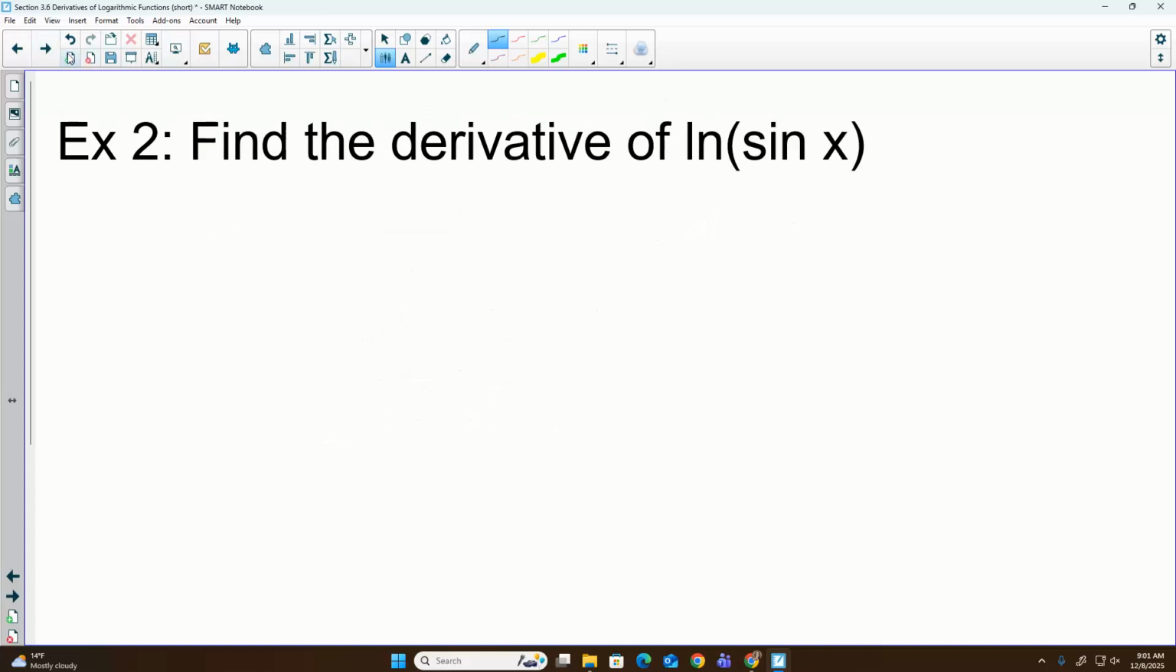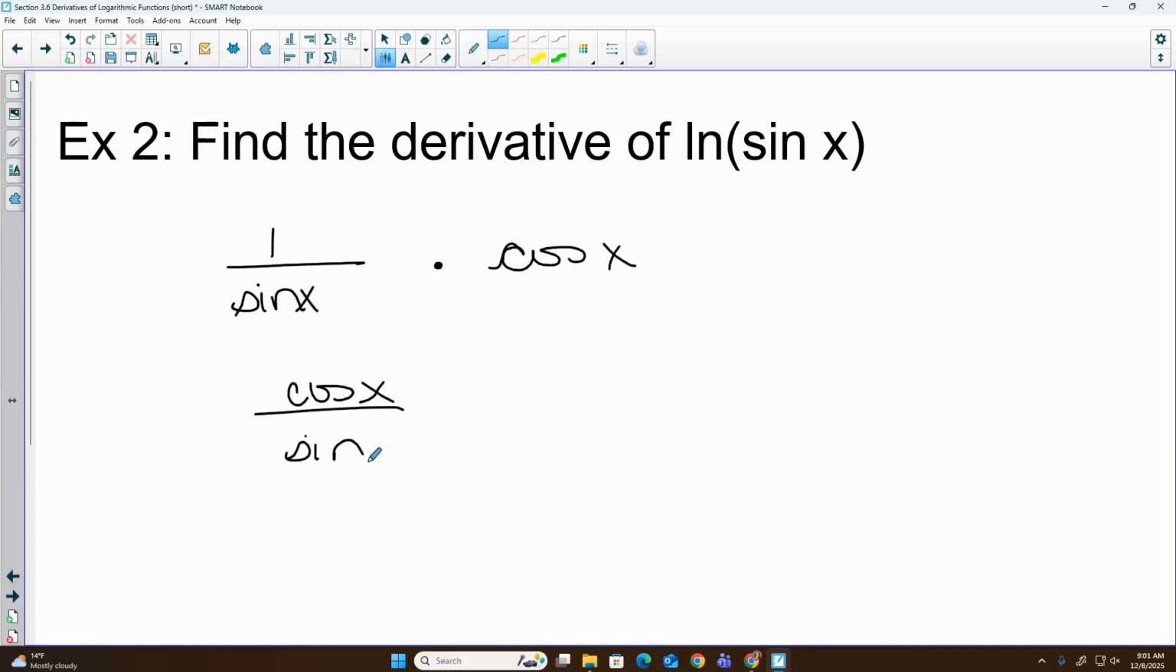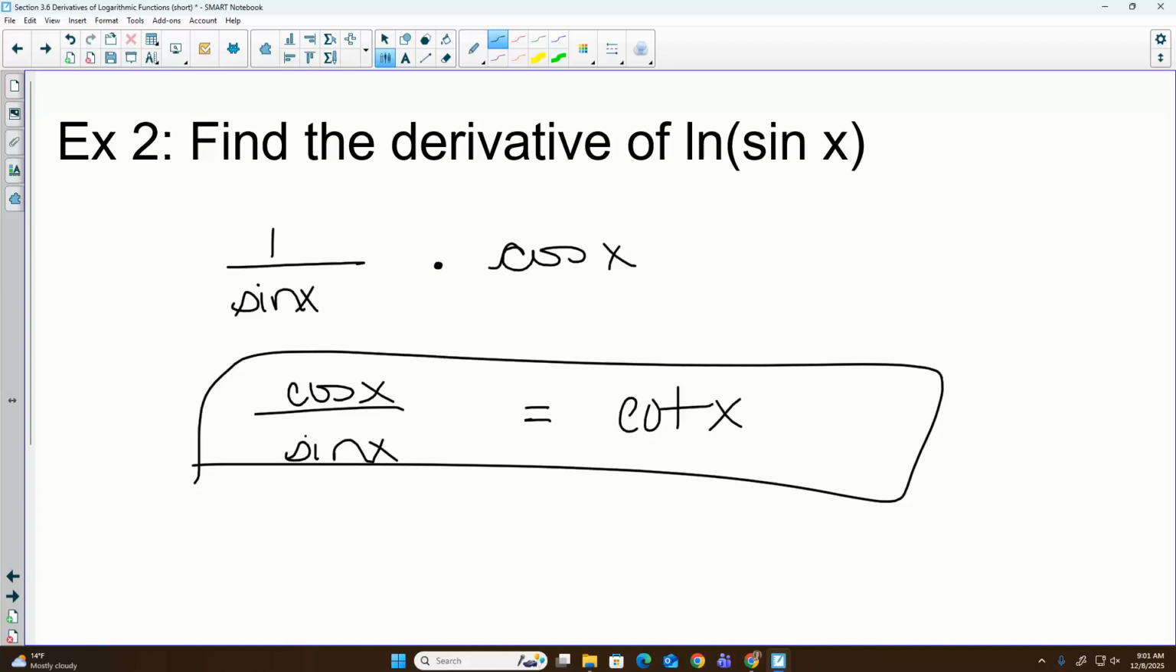Let's try some more. If I wanted the derivative of the natural log of sine x: the derivative of a natural log is just 1 over the argument times the derivative of the inside. What's the derivative of sine? Cosine. So you get cosine x over sine x. And I would leave that, or if you really wanted to be a show off, what is cosine over sine? So either of those are fine.